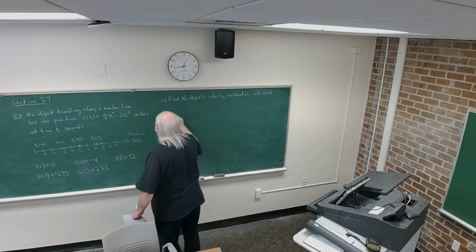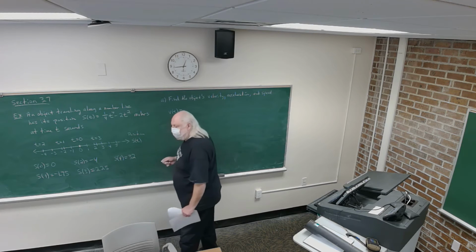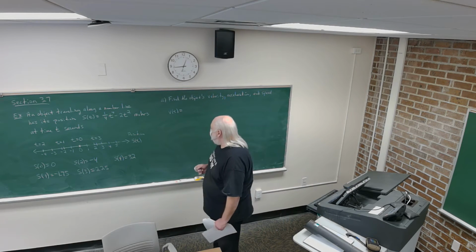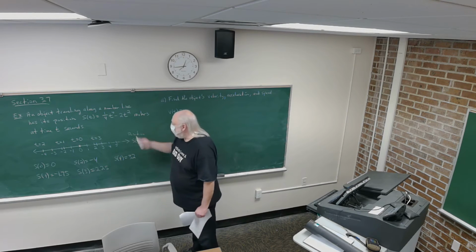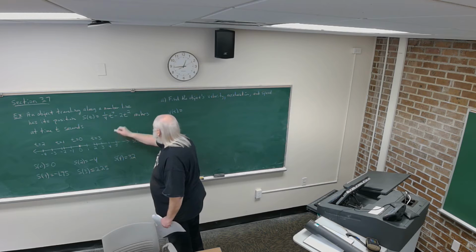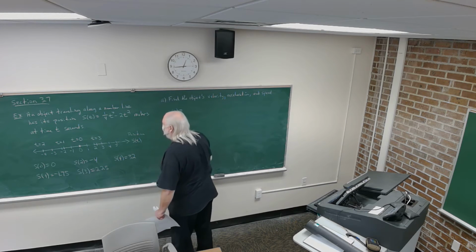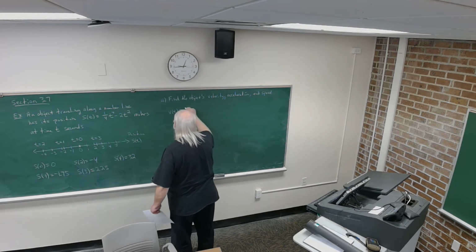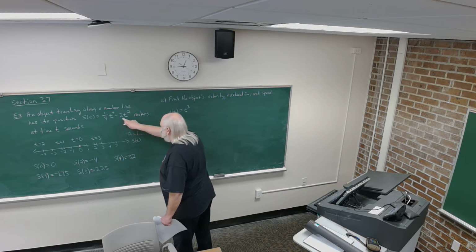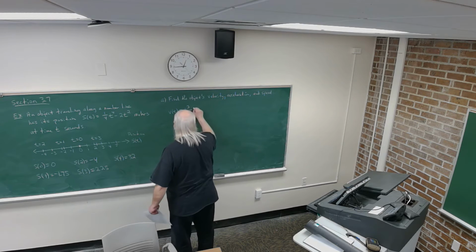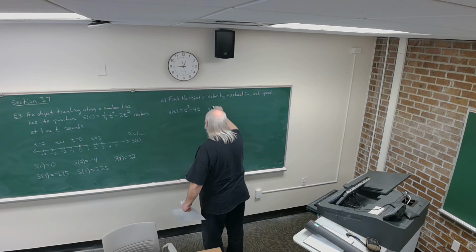Well, the velocity is the rate of change of the position function, right? So this is just a polynomial on the right-hand side, differentiated term by term. The derivative of 1/4 t to the 4th using the power rule is t cubed, and the derivative of -2t squared is -4t. So that's the velocity function.